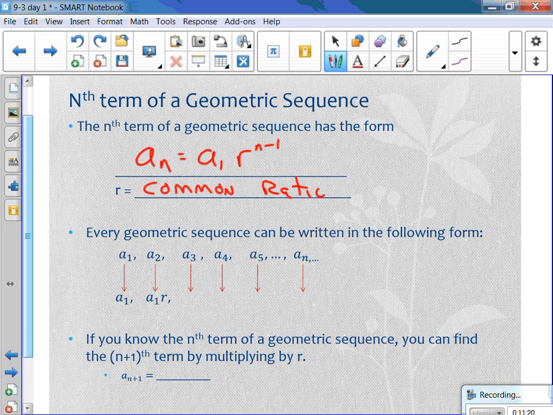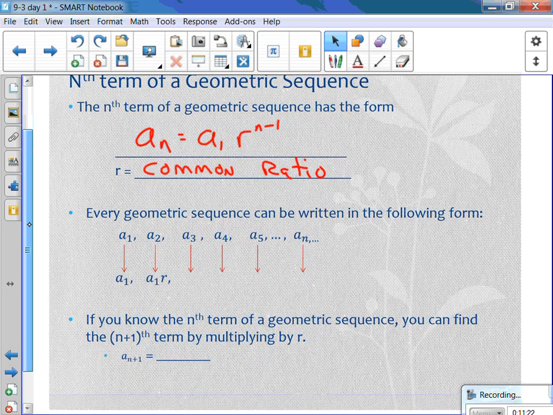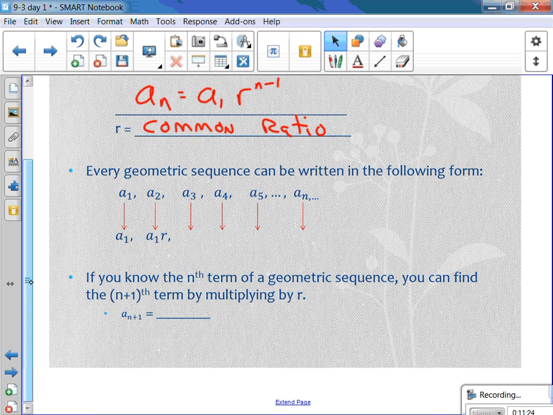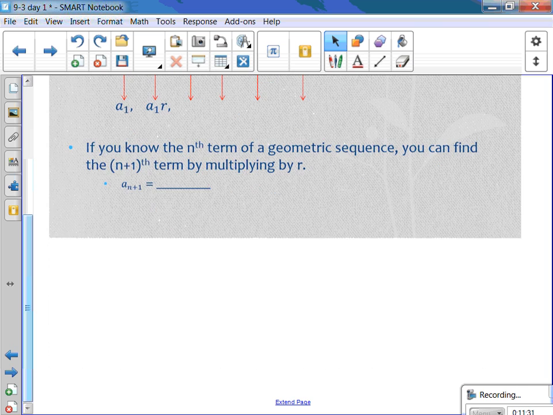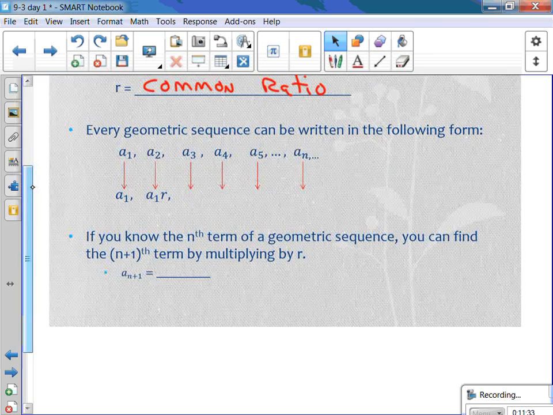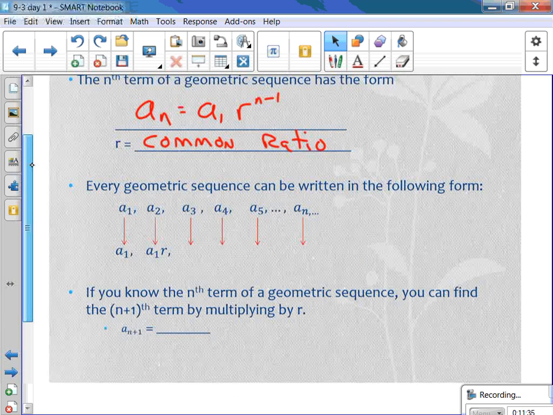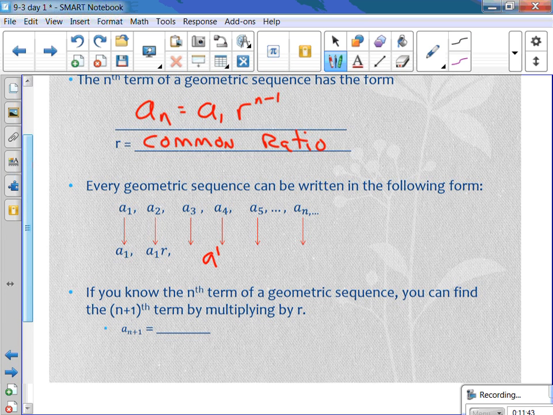So every geometric sequence we can write in that form where our a1 times something. So our a2, a1 times r, our a4, a1 times r cubed, n minus 1, so r. Okay, I thought you said 2. Okay, and so forth. So again, at each step, all we're doing is multiplying by r.